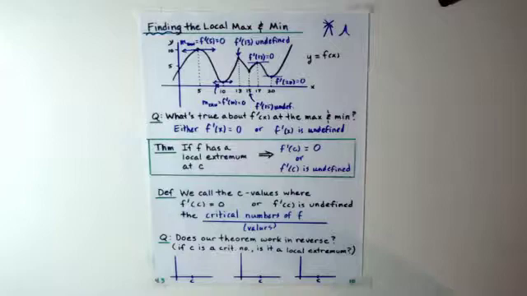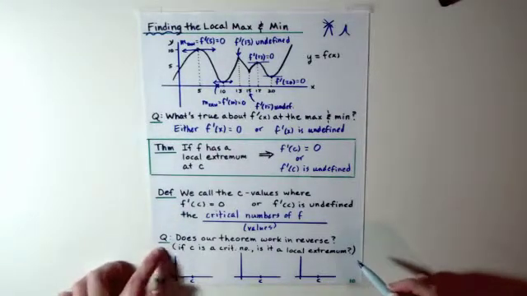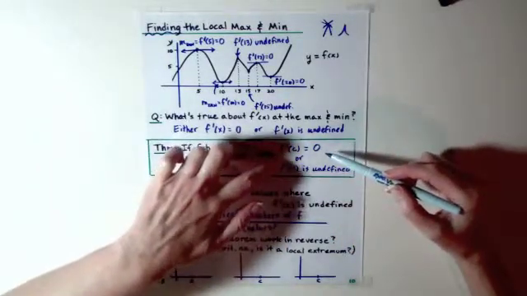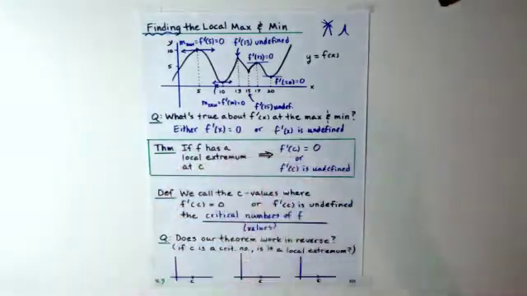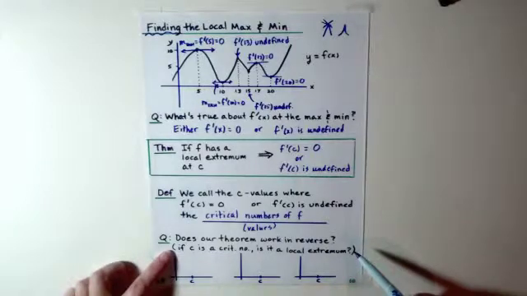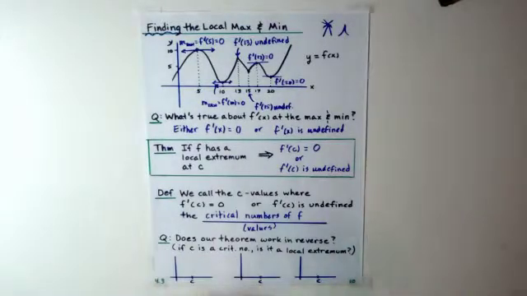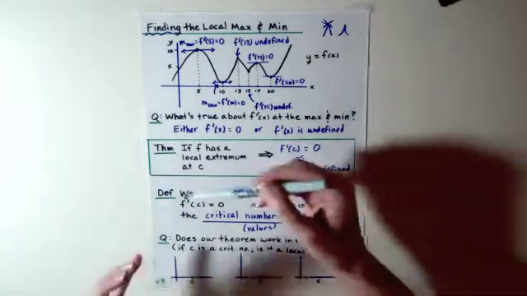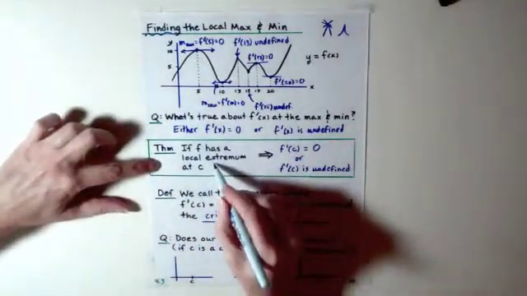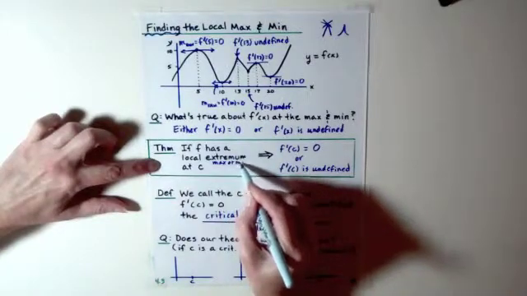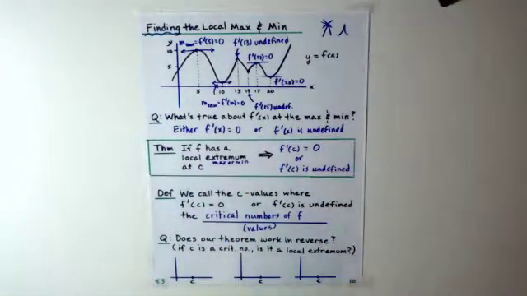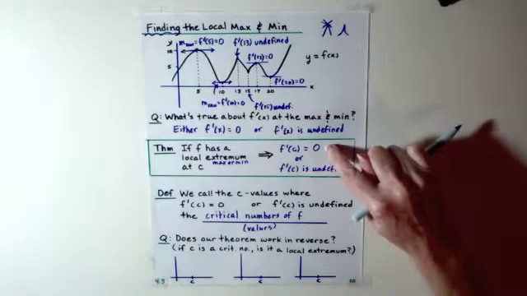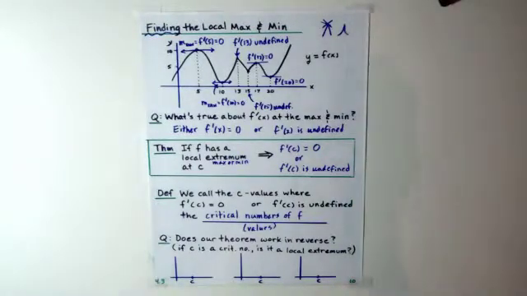One thing that I want to mention, which is kind of important, is this question that's down here. This theorem says if you have a max or min at c, then f prime is either 0 or f prime is undefined at that c value. But the question down here is, does our theorem work in reverse? In other words, if your derivative is 0 or your derivative is undefined, does that implication go in the other direction? Does it mean we have a local extremum, in other words, a local max or min at that point? And the answer is no. This theorem works in this direction. If you have a max or min at c, then f prime of c must be 0 or it's undefined. But the reverse, unfortunately, doesn't work.